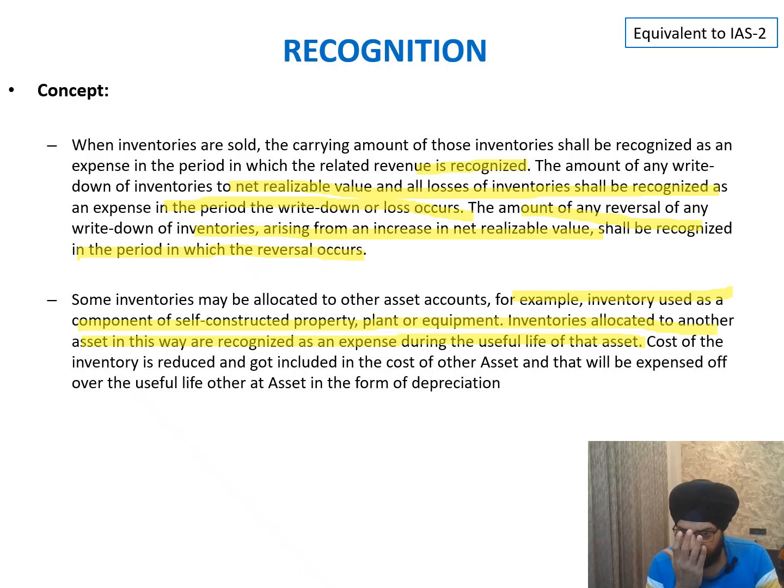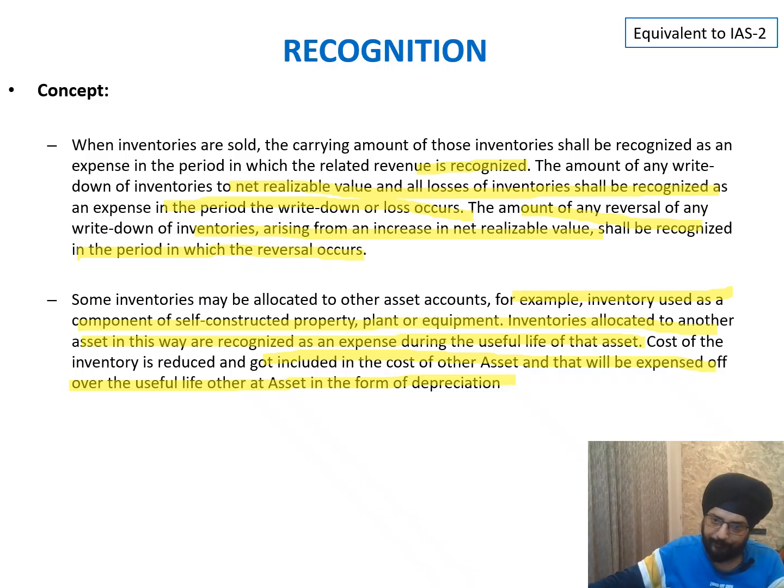And then if that component is included in my genset, the cost would be part of my genset, and then it will be accordingly reduced from the value of my genset over the period of time basis the depreciation on the useful life of the asset. So that's what has been mentioned here. Cost of the inventory is reduced and included in the cost of another asset, and will be expensed off over the useful life of the asset in the form of depreciation.